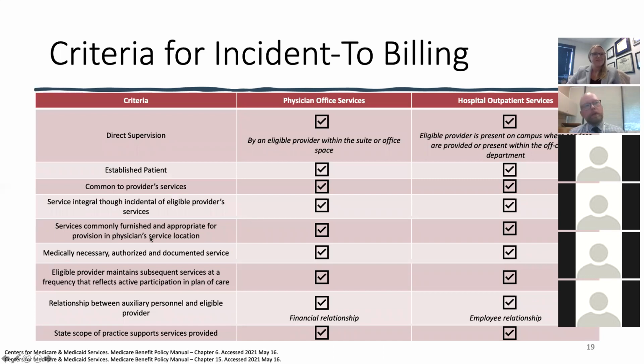In order for providers to bill for incident to services, Medicare does stipulate that 9 requirements must be met. We've chatted about a few of these, and I have some comparisons here, or differences between the physician office-based setting versus the hospital-based clinic. But I do want to highlight a few and maybe dive a little bit deeper. Again, that direct supervision is required.